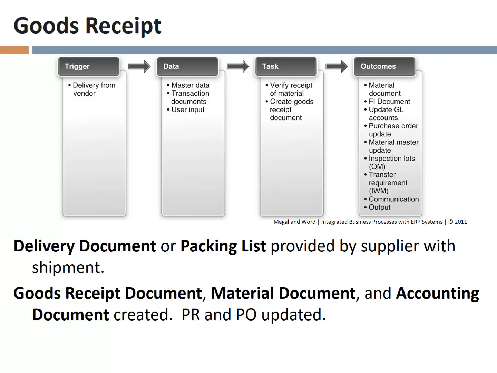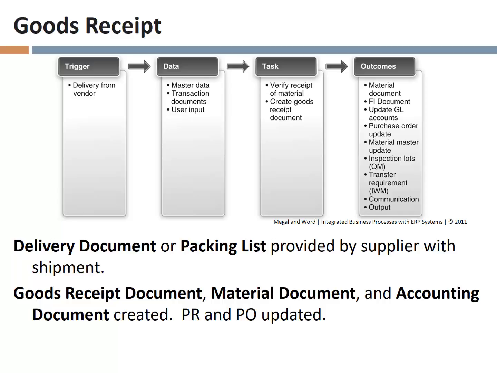So the key here is we configure the system so that when they put in the goods receipt document, other things happen automatically. They will key in the information that will be the basis of the goods receipt document, but then apart from that, we're going to see a material document generated and an accounting document created. We also are going to see the purchase requisition and purchase order updated.